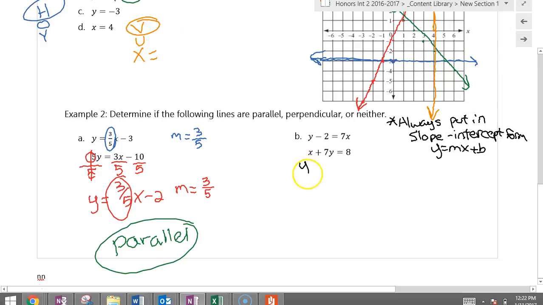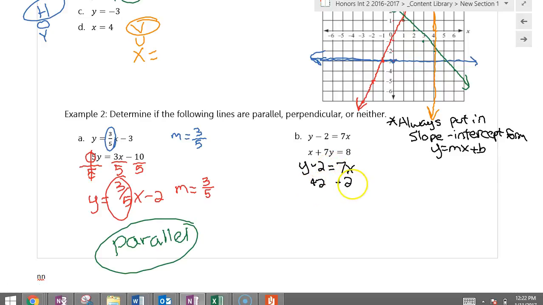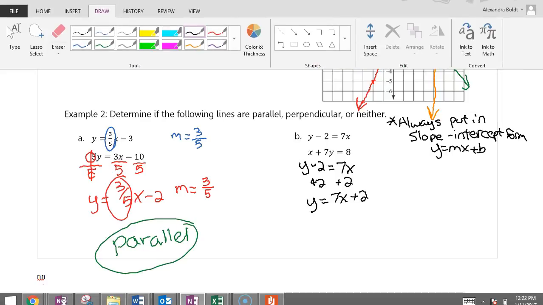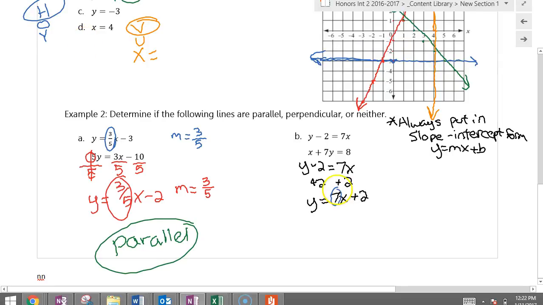Looking at B, y minus 2 equals 7x. This one is not in slope-intercept form. I have to add 2 to both sides. So y equals 7x plus 2. Here, my slope is 7.